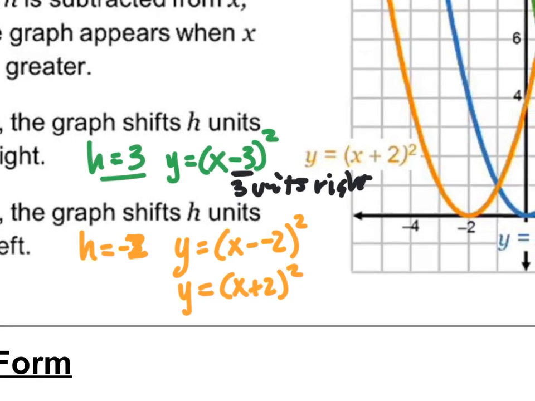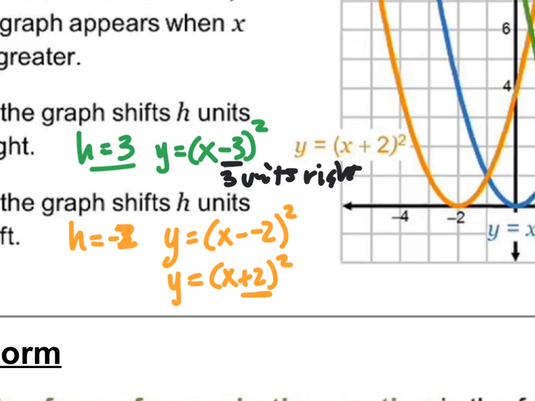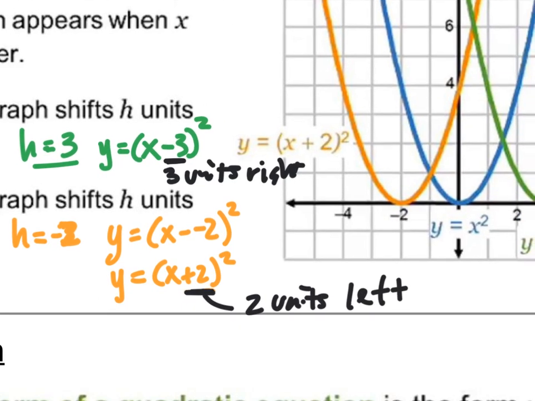Okay, and what happens is that you get this where you have the negative, or this 2, positive 2. This means that you're going to go 2 units left. This is what I mean by the opposite.